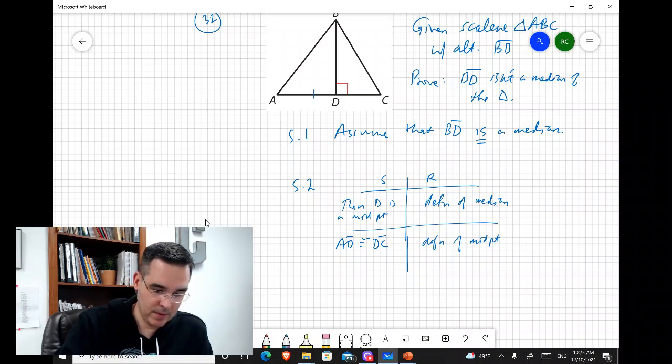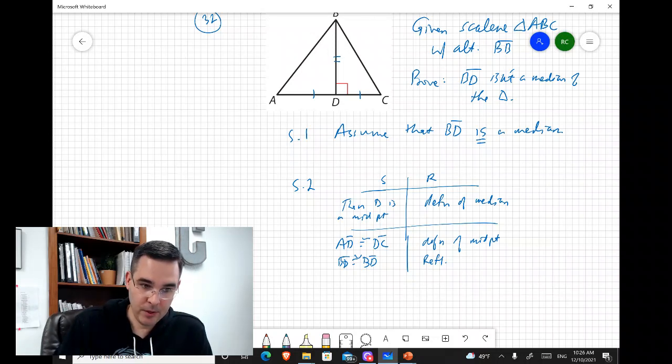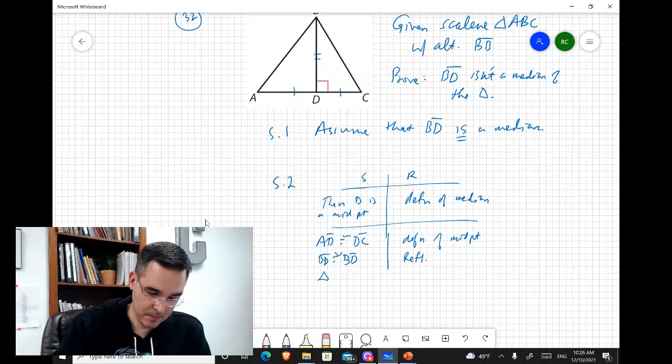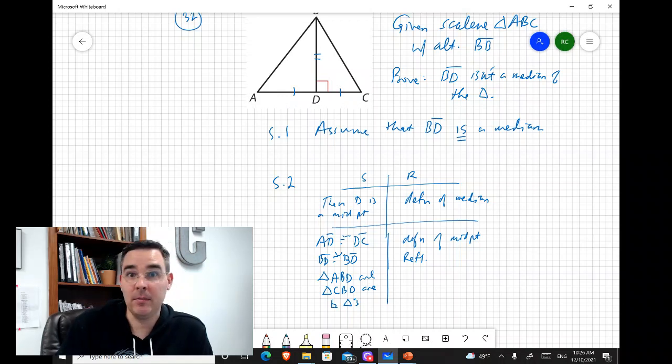So I would go like this, and then say I could say that BD is congruent to BD because of the reflexive property. And before you know it, I'm going to be reasoning. I can say that triangle ABD and triangle CBD are right triangles. I should have made a statement that angle D is a right angle.